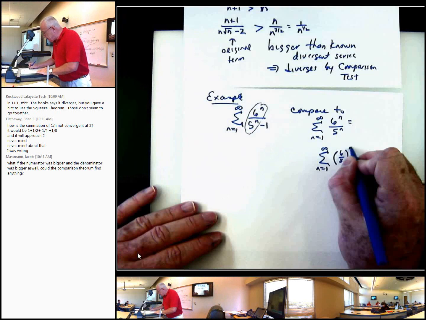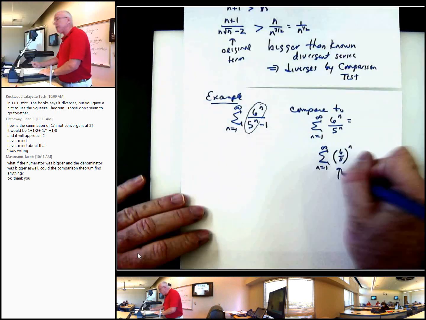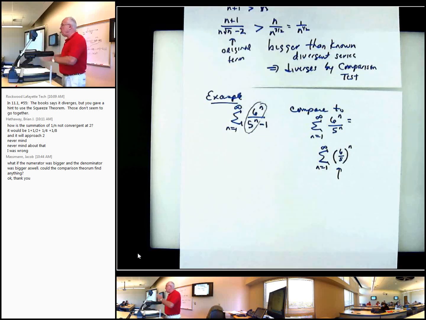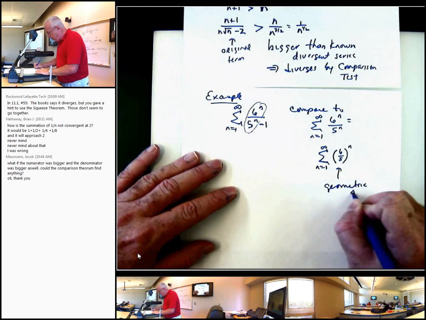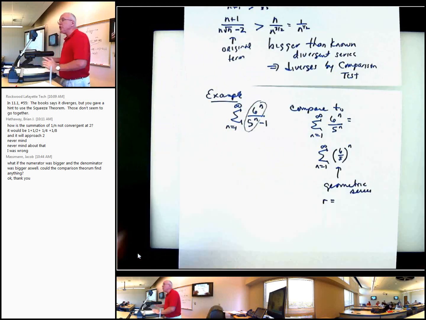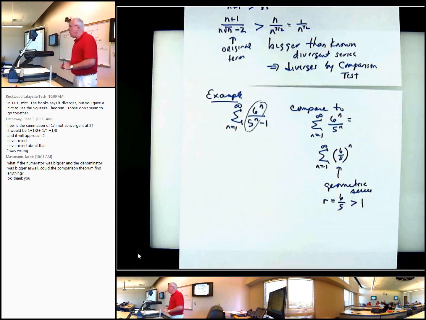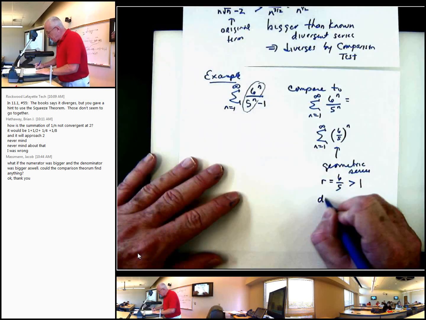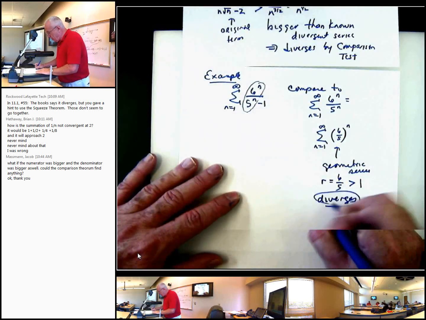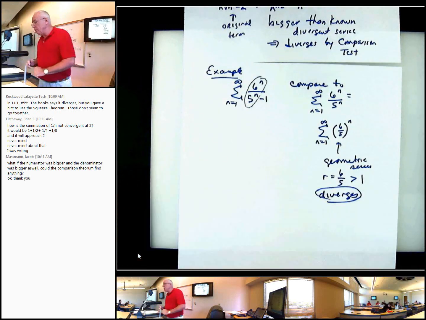So anyway, this is 6 over 5 raised to the n power. So this is what kind of series? We keep raising it to a new power. It's a geometric series. Our common ratio is 6 over 5. Now that's bigger than 1, 1 and 1/5. So when the common ratio is bigger than 1, it diverges. So that's a known divergent series. So we're comparing it to a divergent series.